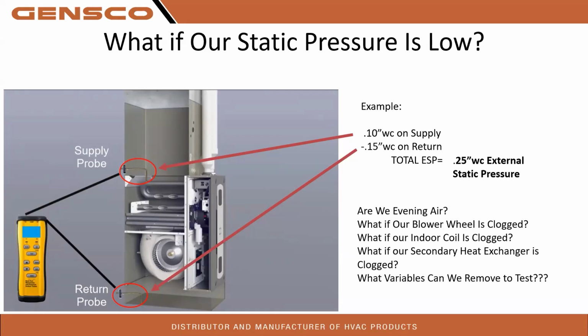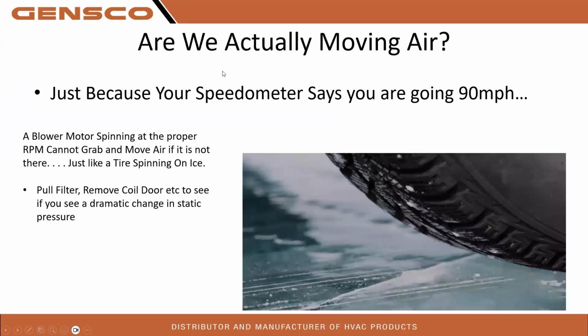So you've got to keep in mind, what is happening? What are some variables that we can remove to get an idea on this, right? You've got to think about it. It's like a car on the ice. Your speedometer might be saying you're going 90 miles an hour, but you look out the window and you've got people walking past you. Okay, don't trust everything. You need to verify it.